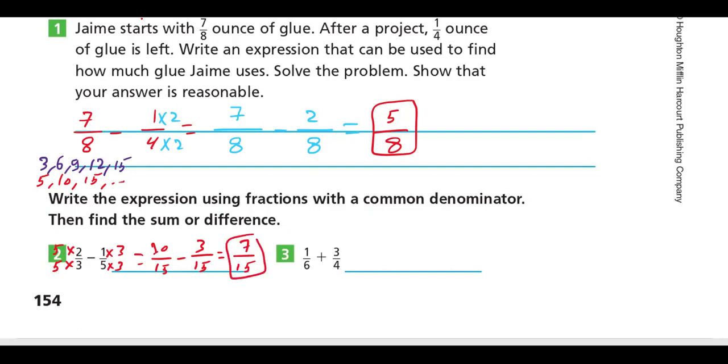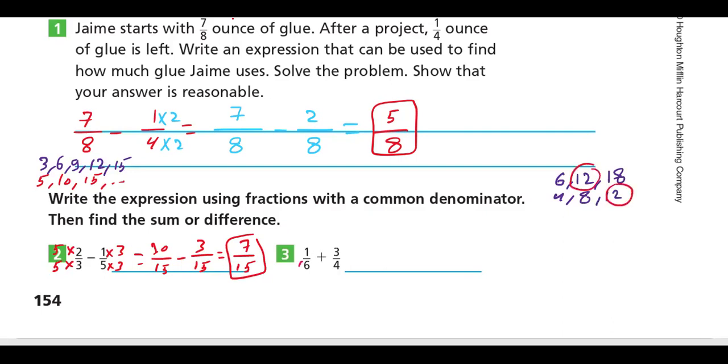So 1 over 6 and 3 over 4. As we know, 6 and 12, the first common between them is 12. Or we can write a table: 6, 12, 18; 4, 8, 12. So the first common is 12.